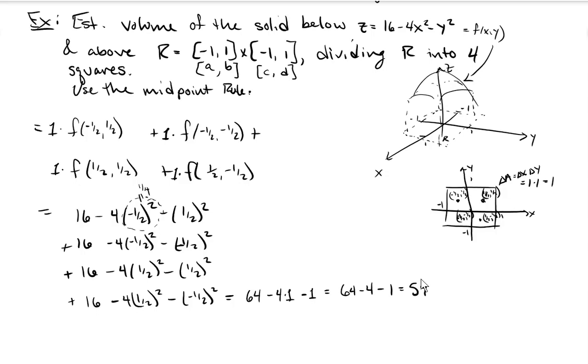Well, that's what I get. That's my approximation of the volume under this surface above the rectangle R. And that's how we would do this. We would say this is approximating the actual volume. Where we say the actual volume is this double integral of our function with respect to area.